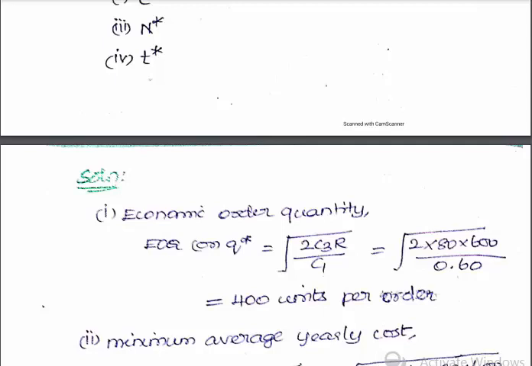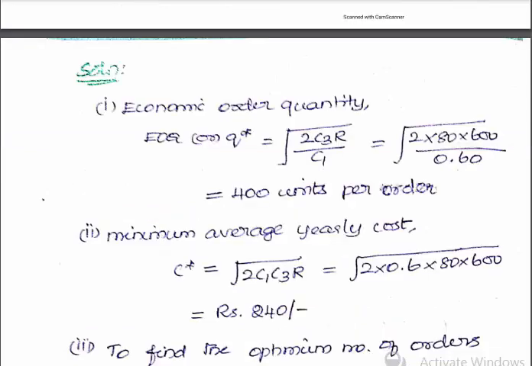By substituting C3, R and C1 available in the problem, we will get the EOQ value as 400 units per order. Then to find out the minimum average yearly cost, that is the annual optimal carrying cost, the formula is root of 2 C1 C3 R. The value is 240 rupees.